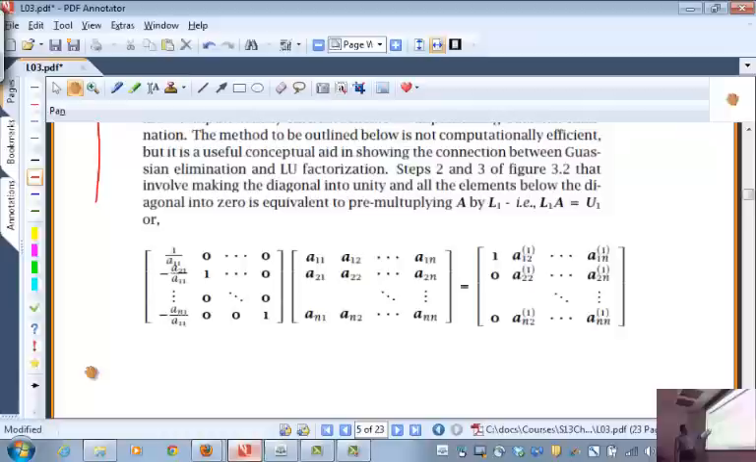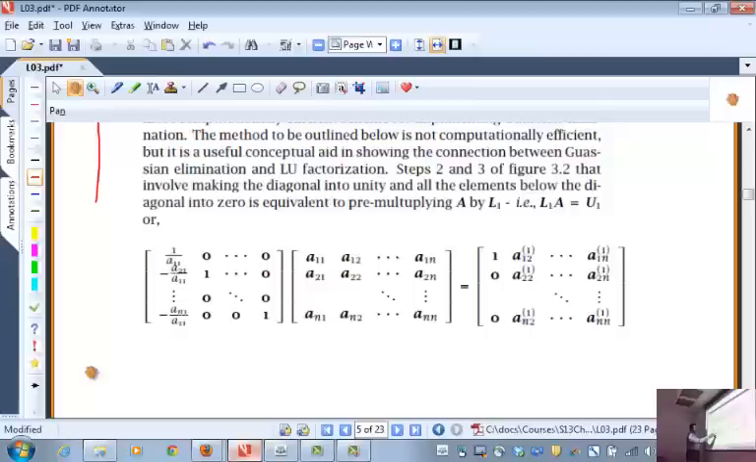L1 is structured in such a way that I can construct it by a simple rule. The first element is 1 over A11. That is, essentially every element in the first column is divided by A11. And from row 2 to n, I put a minus sign. So it is strictly lower triangular, with one on the diagonal, and a specific rule to construct the first column.